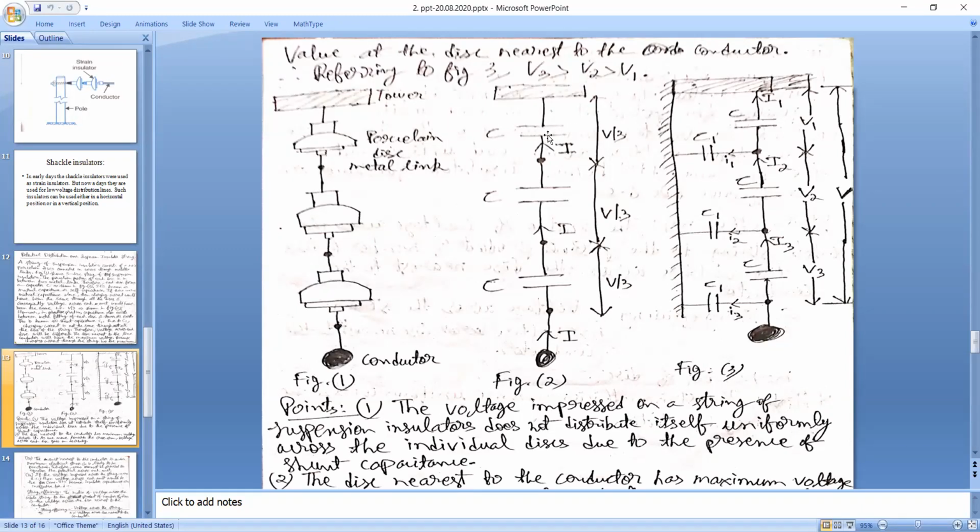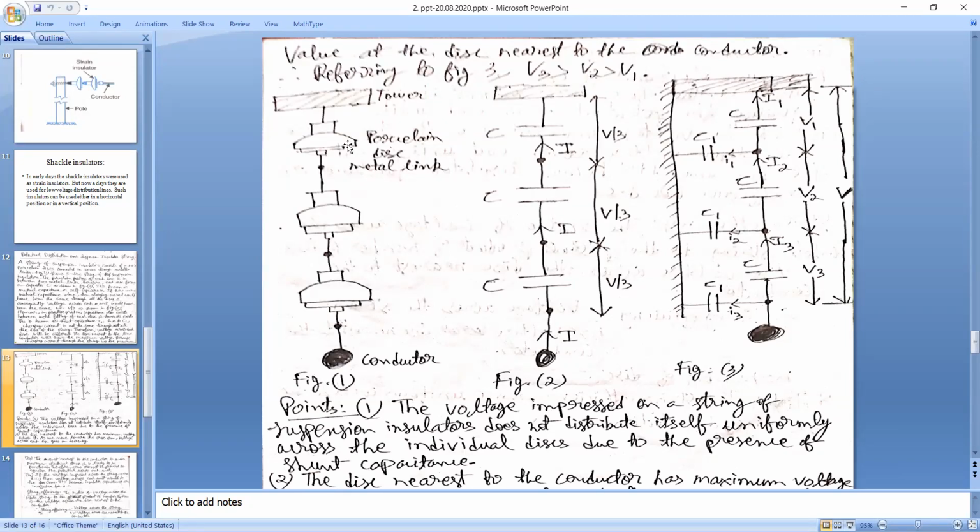So the first porcelain disc, in its place we are showing a capacitance here. Okay, below it one more. This second porcelain disc is also replaced by capacitance. The third porcelain disc is also replaced by capacitance. So instead of drawing these 3 porcelain discs, you can draw 3 capacitances which are in series with respect to each other. These are mutual capacitances. Okay, and between each capacitance you have your metal links.